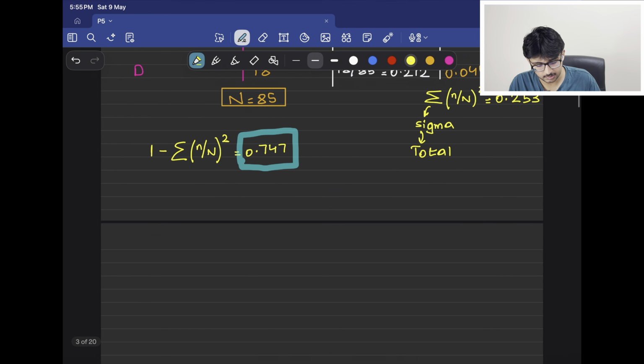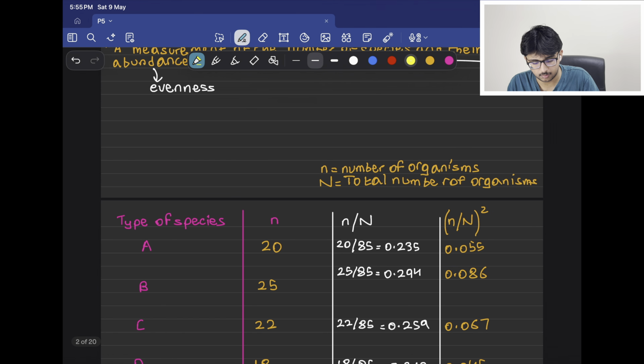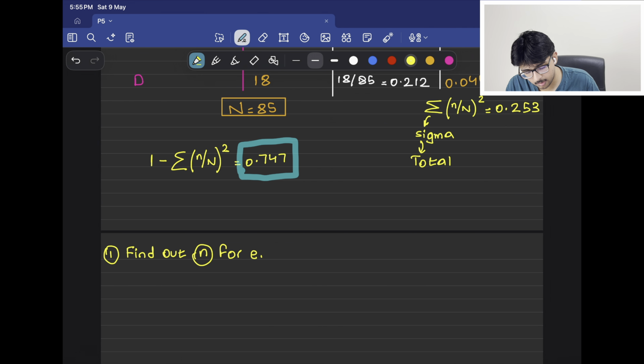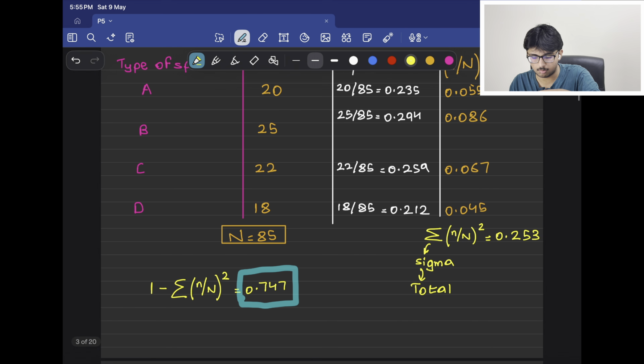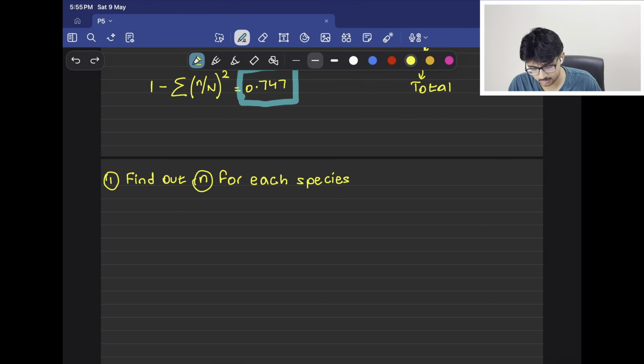So let's do a summary of all of the steps which we performed. Step number one, find out n for each species. What was n? Number of organisms. You need to find out how many organisms belong to a particular species in each ecosystem. Or if you're looking at one ecosystem, right? So in one ecosystem, how many are species A? How many organisms are in B? How many in C? How many in D? That's finding out small n for every species.